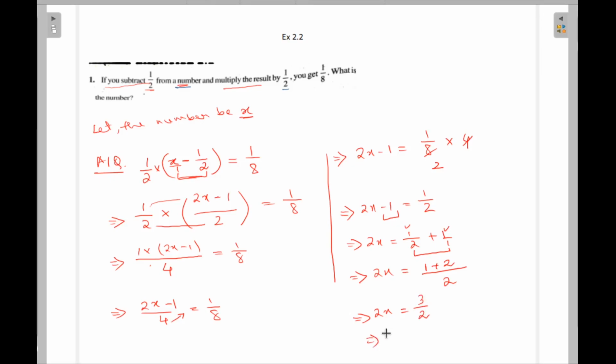Now see, 2 is in multiplication form. If we bring this 2 to the other side, it will become division form, so 3 by 2 divided by 2. So x equals 3 by 2 divided by 2. Now how to do this? It will become multiplication, and 2 can be written as 2 by 1, so in this step it will become 1 by 2. So x equals 3 by 4. This is the number that we have to find out. Okay, now move to the next one.